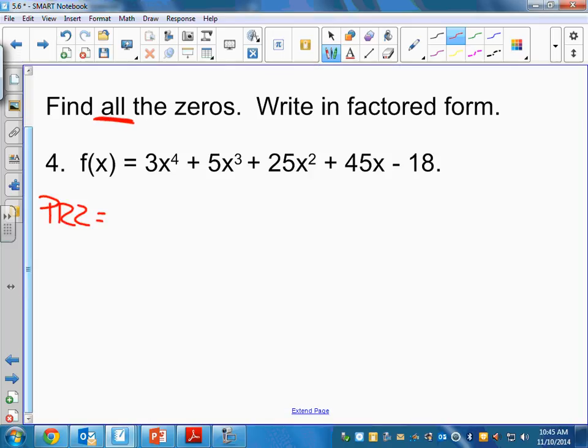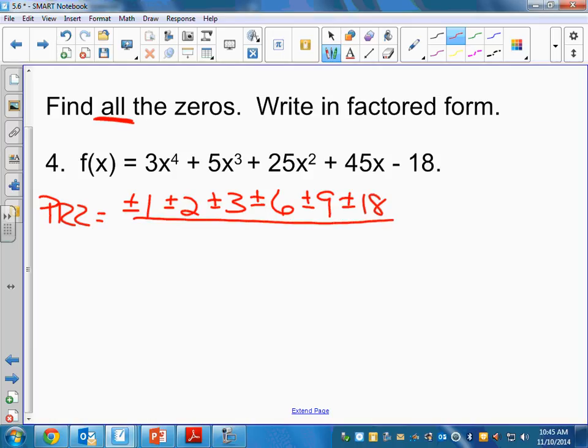Like we could say factors of 18, oh my goodness, plus or minus 1, plus or minus 2, plus or minus 3, plus or minus 6, plus or minus 9, plus or minus 18. Oh my gosh. Okay. All over factors of 3. So then you have to put everything over 3, so that's plus or minus 2/3, plus or minus.